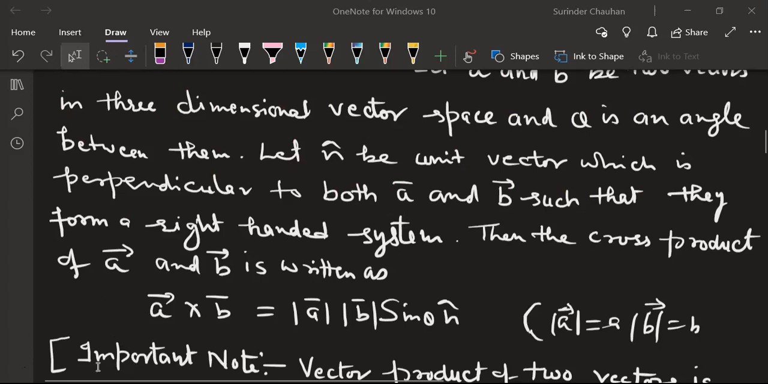So here we are assuming that vector A, vector B, and vector n form a right-handed system. Therefore, their cross product is given by the magnitude of vector A times the magnitude of vector B times sine of theta, the angle between them, times vector n, which is perpendicular to both vector A and vector B.